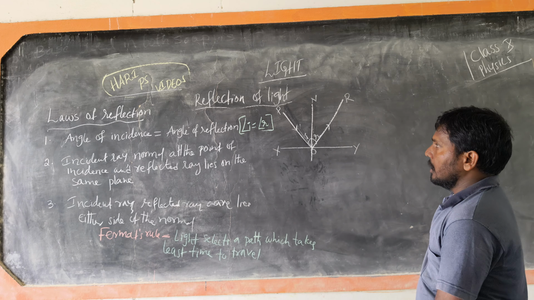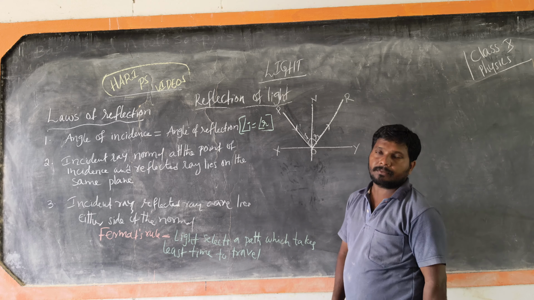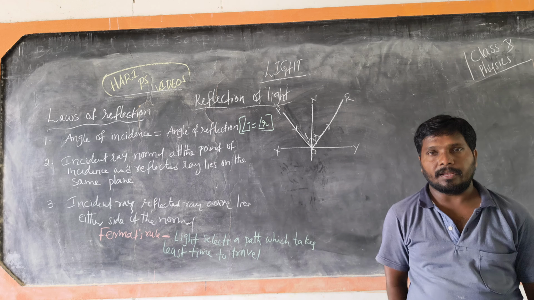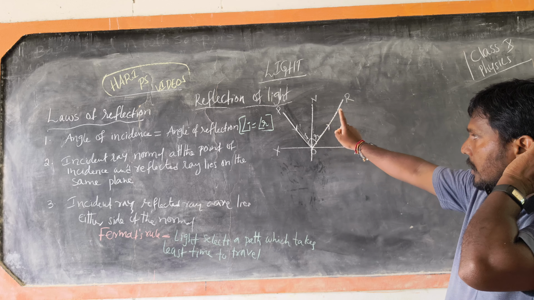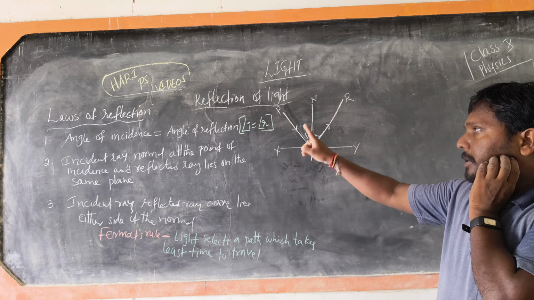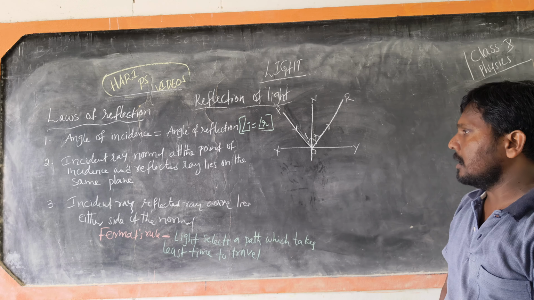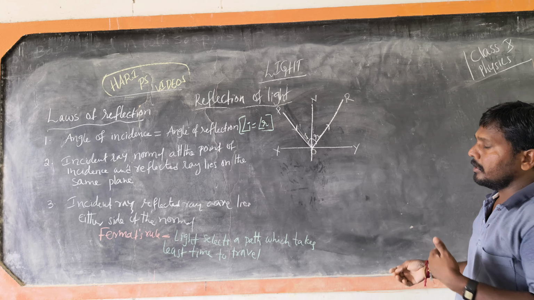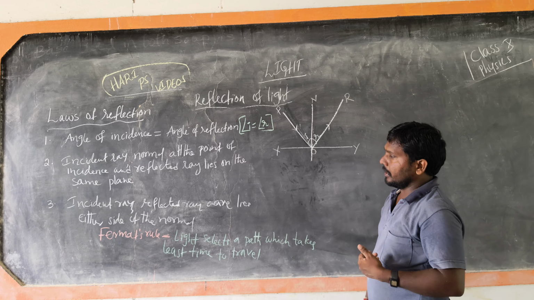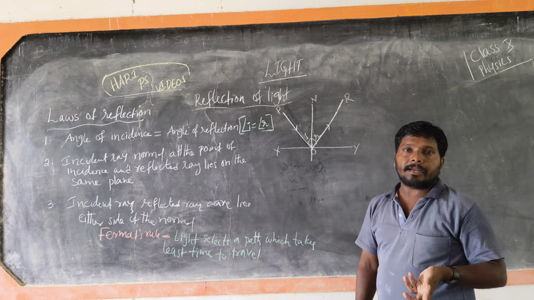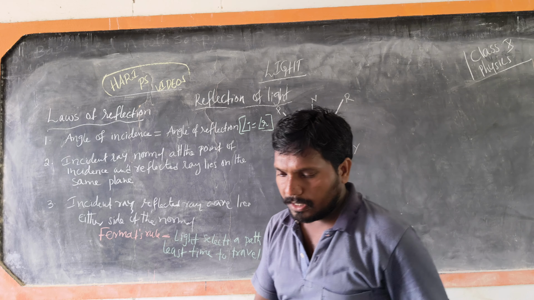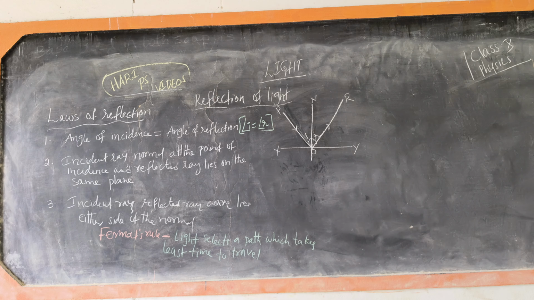So these are the laws of reflection. The angle of incidence is equal to the angle of reflection. The incident ray, the normal at the point of incidence and the reflected ray lie on the same plane. The third one, the incident ray and reflected ray lie on either side of the normal. So these are the laws of reflection.